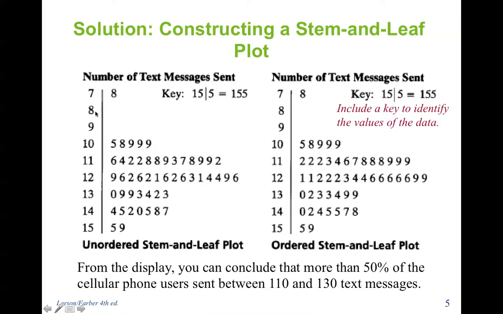Since 8 here does not have a number over here to the right, that means there was nothing in the 80s. Don't mess up and put a 0 there because then you're telling me there is a value of 80, and we don't want that. So when there's no value, we just leave it blank. Same with the 9.